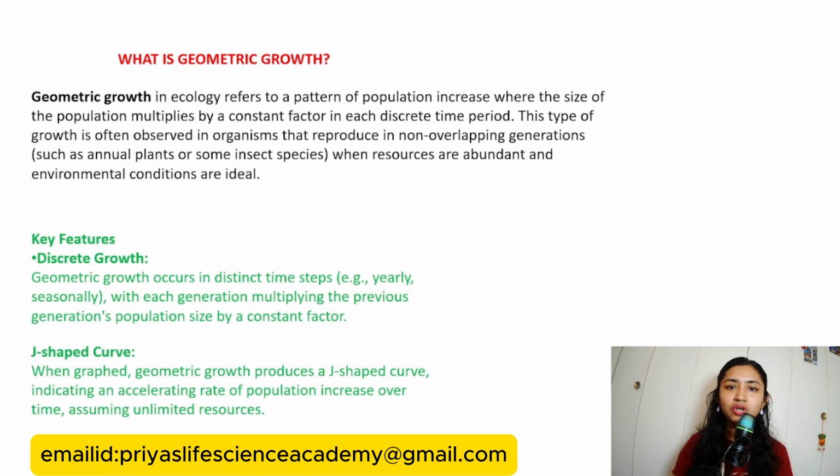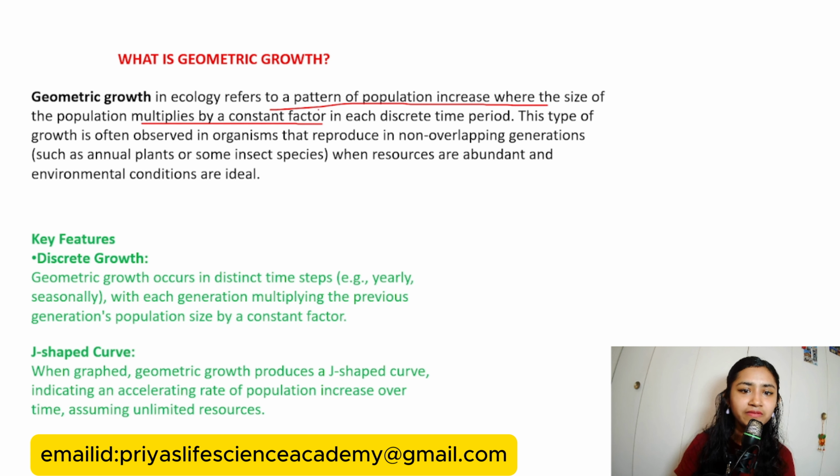So what is geometric growth? In ecology, geometric growth refers to a pattern of population increase where the size of the population multiplies by a constant factor. This is very important. It multiplies by a constant factor in each discrete time period. There is a specific time period upon which the population will multiply its number.